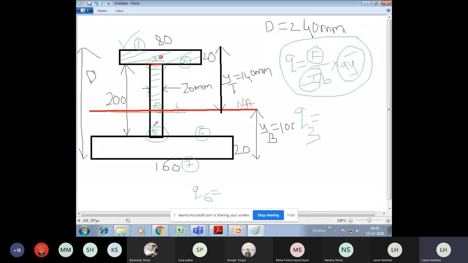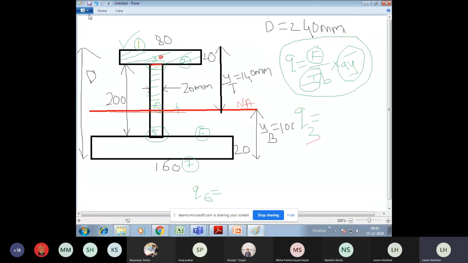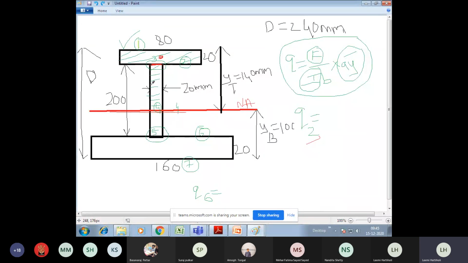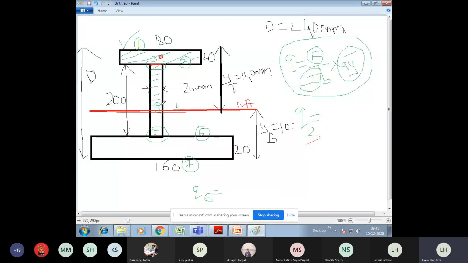Next comes this web part. Please observe this part, this entire web part up to the neutral axis. This area into Y bar I should consider now. So only this half web part.